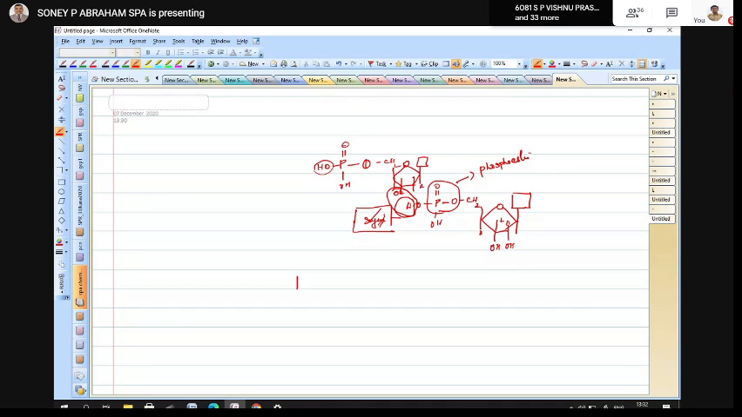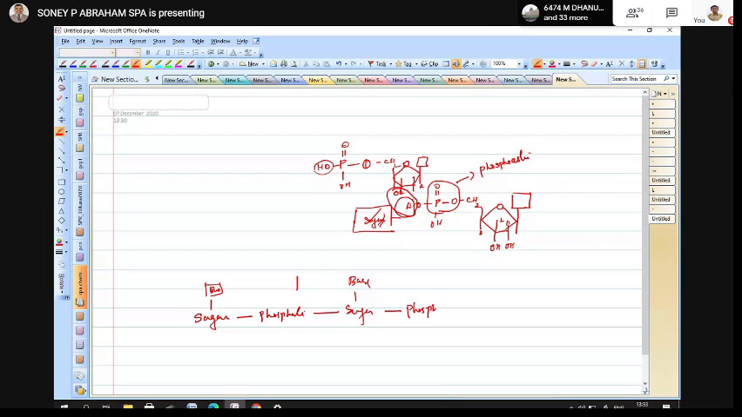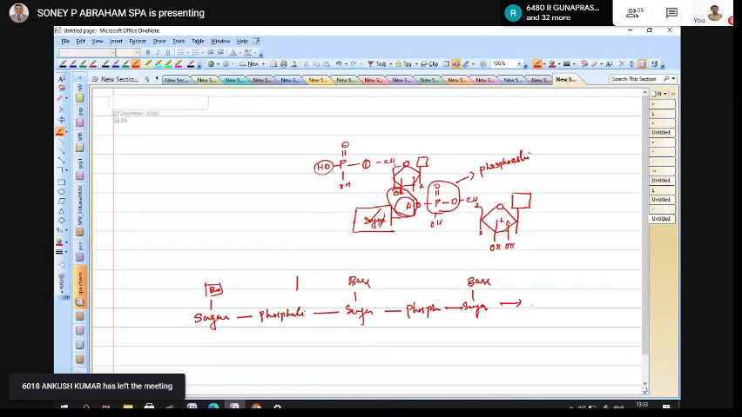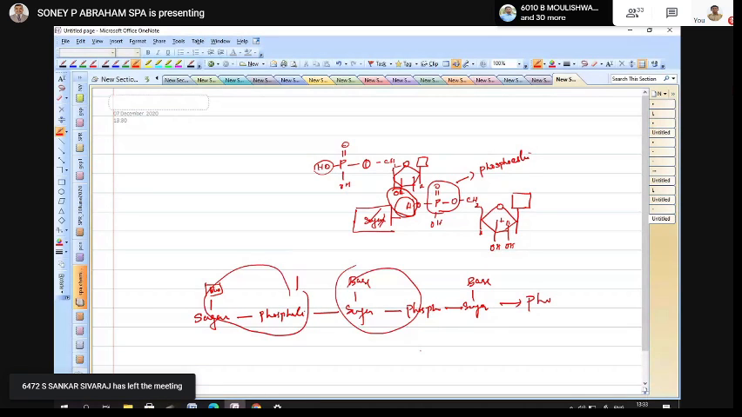And as a result, you will have something like this. Sugar is there. Here you have base, then phosphate group, then you have again sugar. Here you have base, then phosphodiester linkage. Then you have sugar. Sugar is attached with the base, then phosphodiester linkage. So this chain consists of a large number of nucleotides. So this is what we call a nucleotide, is it not? So it consists of a large number of nucleotides. So this large number of nucleotides will be known as what? Polynucleotide.